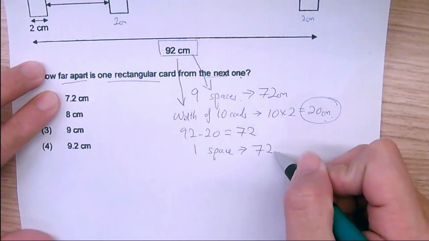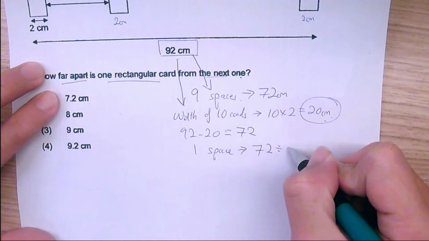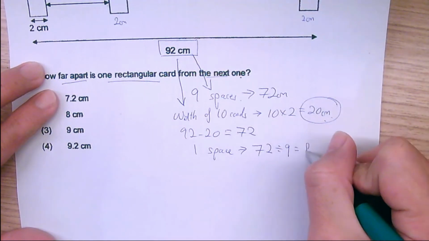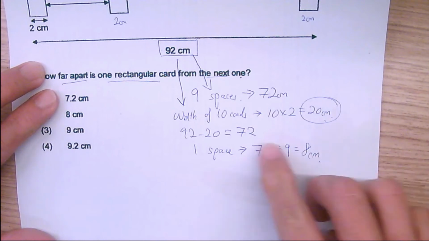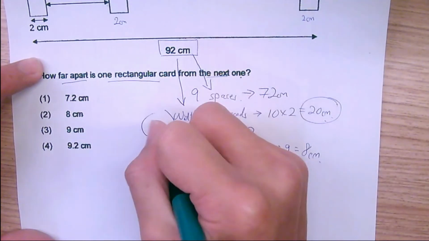So one space will be 72 divided by 9, and that will give us 8 cm. So that will be what you're looking for. So the option will be 2.